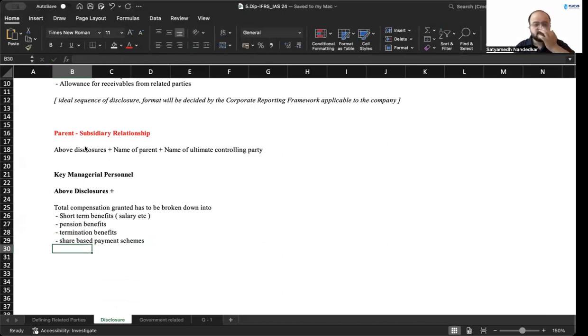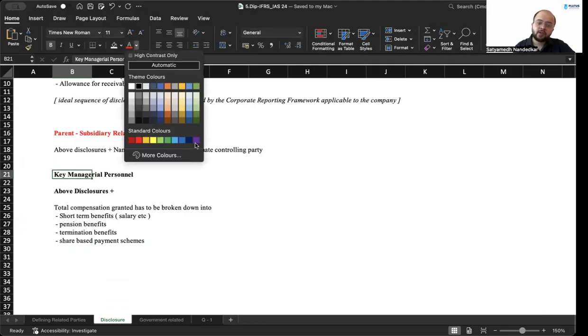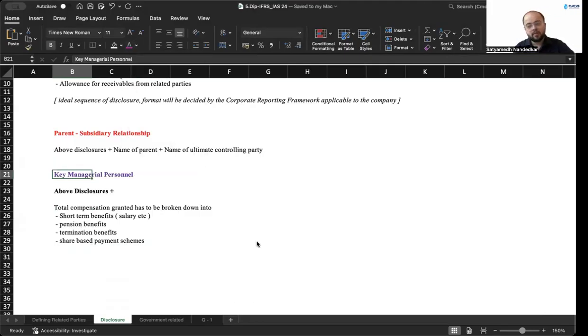These are the disclosures that have to be made for key managerial personnel, specifically with respect to the payments, or the total compensation, that has been paid to them. This is how the disclosure of transactions will go for a related party transaction.